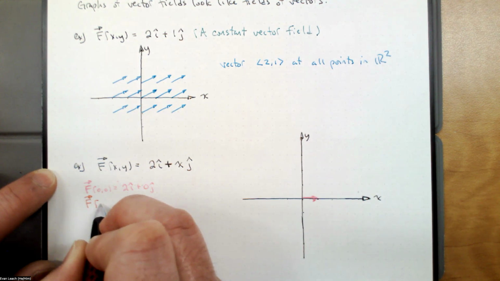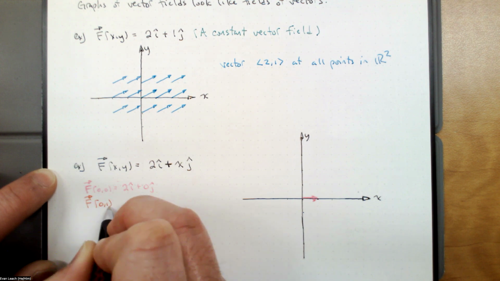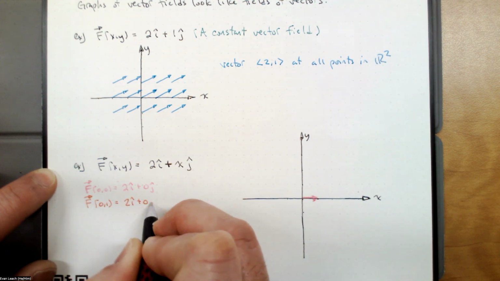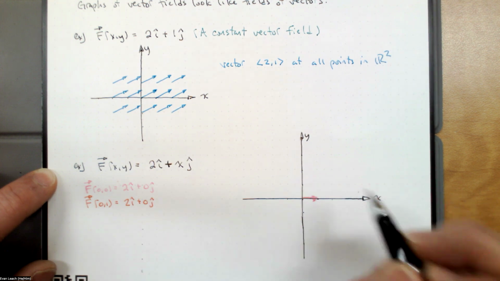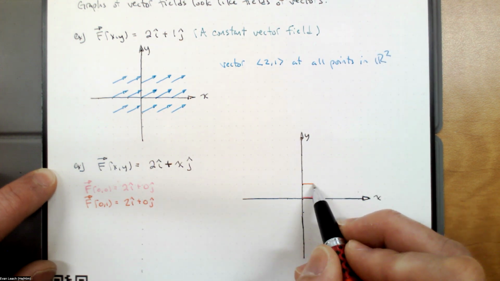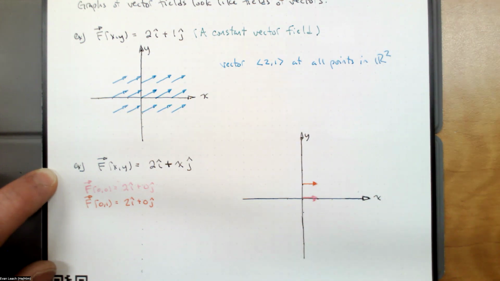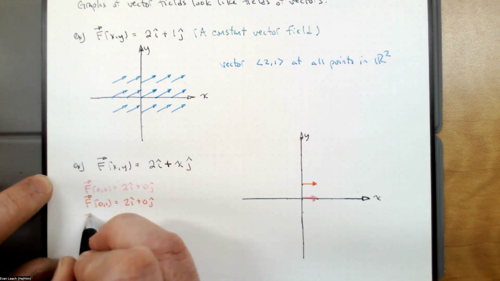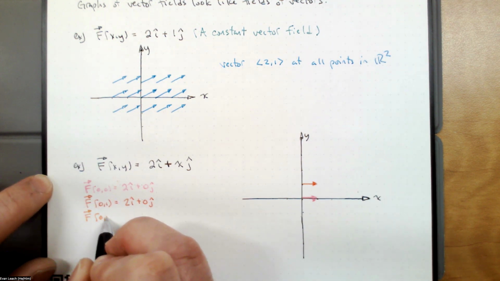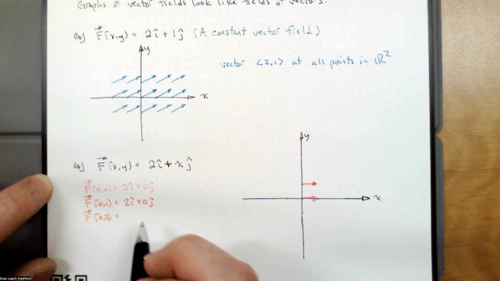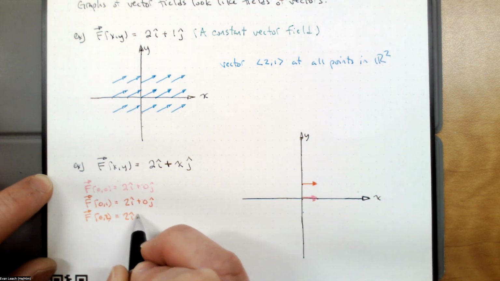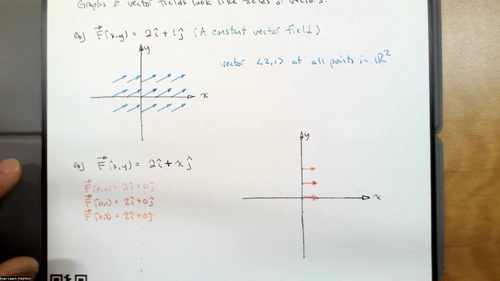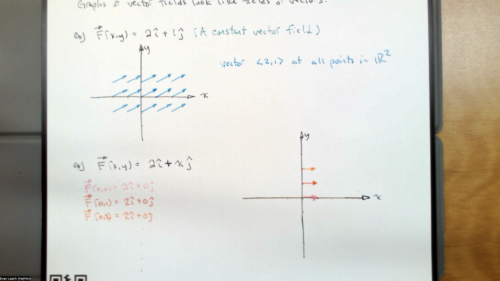at the point 0, 1, I get 2i plus 0j. At the point 0, 1, I draw the vector 2, 0. At the point 0, 2, I have 2i plus 0j. And we start to see what we're gonna get. When x is 0, I'm always drawing this vector.